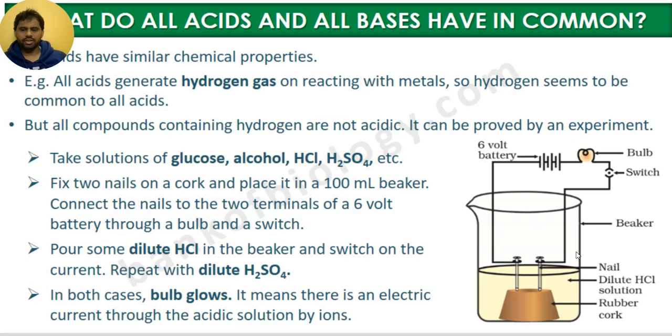In the beaker, switch on the current, and repeat with dilute H2SO4. In both cases, the bulb glows. That means that both dilute HCl and dilute H2SO4 are good conductors of electricity. They have conducted electricity. In both cases, the bulb has glowed. That means electric current passes through the acidic solution by ions without much difficulty.